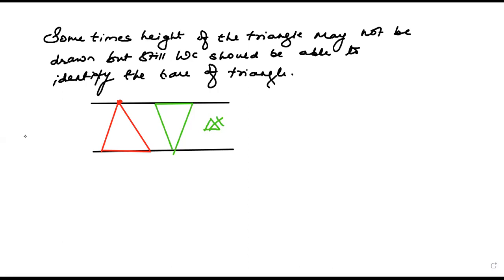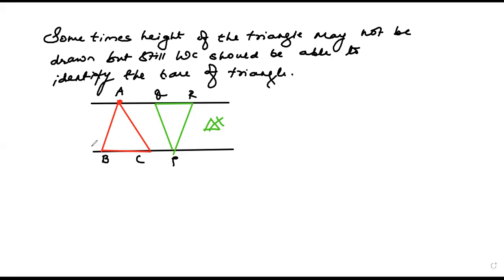Now look at these two triangles within the two parallel lines, okay? Triangle ABC and triangle PQR. Now remember, the height of the triangle is not drawn, but the height of the triangle is nothing but the distance between the parallel lines. The height of the triangle is the distance between the parallel lines.